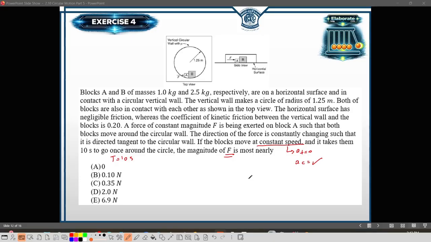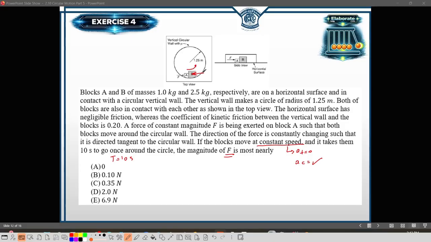Now, to find the magnitude of this force, we need to consider the following. First of all, the period is 10 seconds, the tangential acceleration is 0, and the centripetal acceleration exists. There is no friction along the horizontal. The friction is only between the vertical wall and the blocks. Since the object is moving along a circular path, the friction will be acting from the wall on the blocks opposite to the direction of motion.